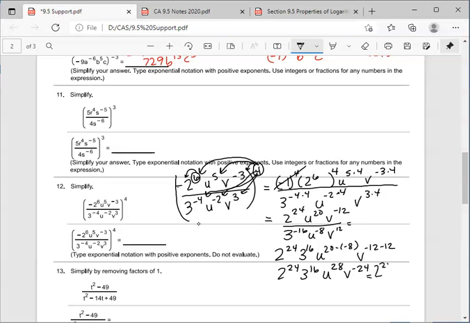The only thing that's not good is you can't have any negative exponents. So we're good with the u to the 28 being on the top, but the v to the negative 24th needs to move to the bottom and become a positive 24. So that would be your final answer. 2 to the 24th, 3 to the 16th, u to the 28 over v to the 24th. That is a lot.